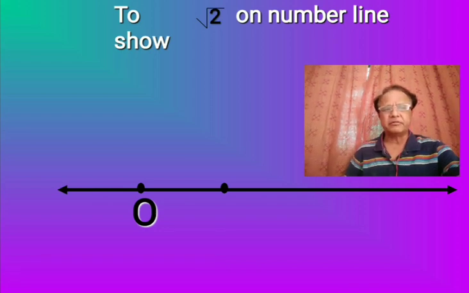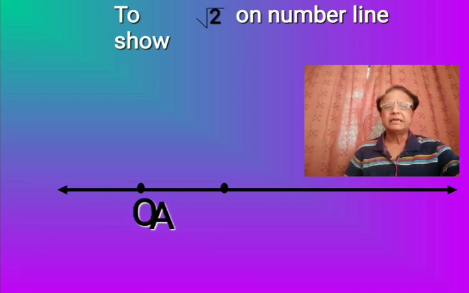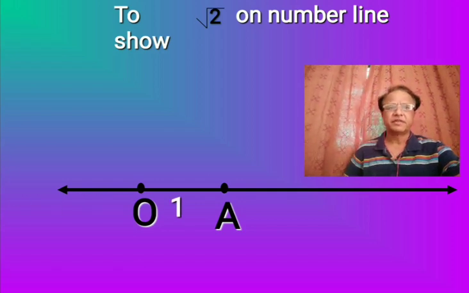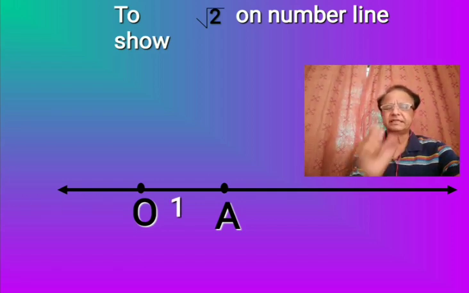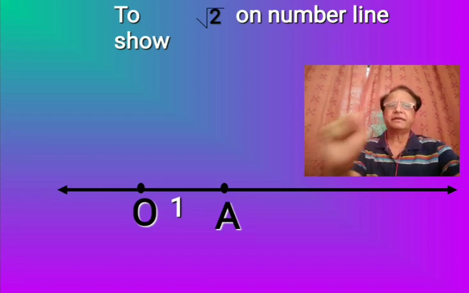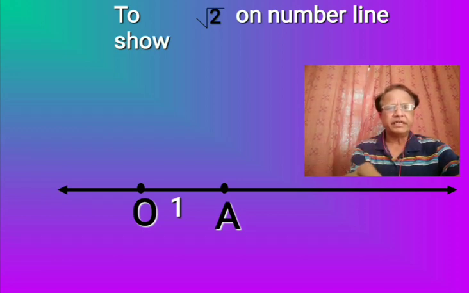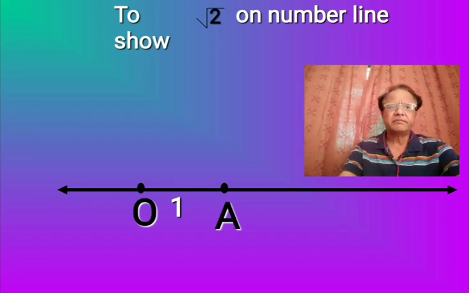Whatever distance you can select, but you have to give it as 1. Remember students, this distance which you are looking at on the screen is not exactly 1 centimeter. It is 1 unit distance. 1 unit distance means anyone can take any distance.